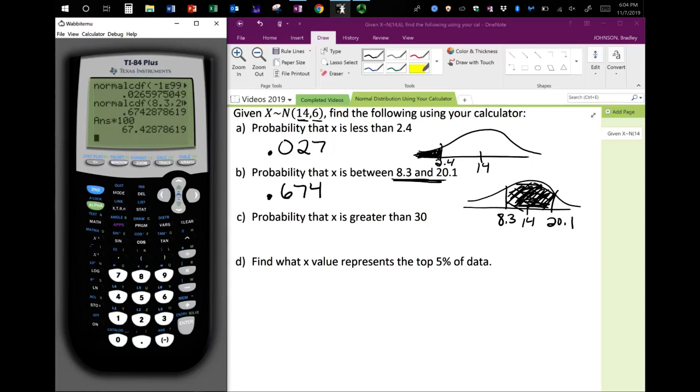Okay, let's go on to letter C. X is greater than 30.